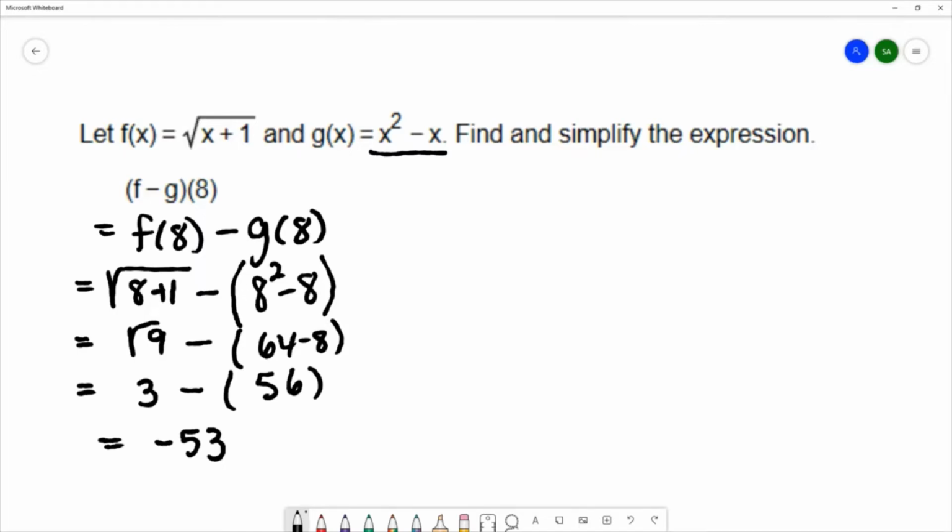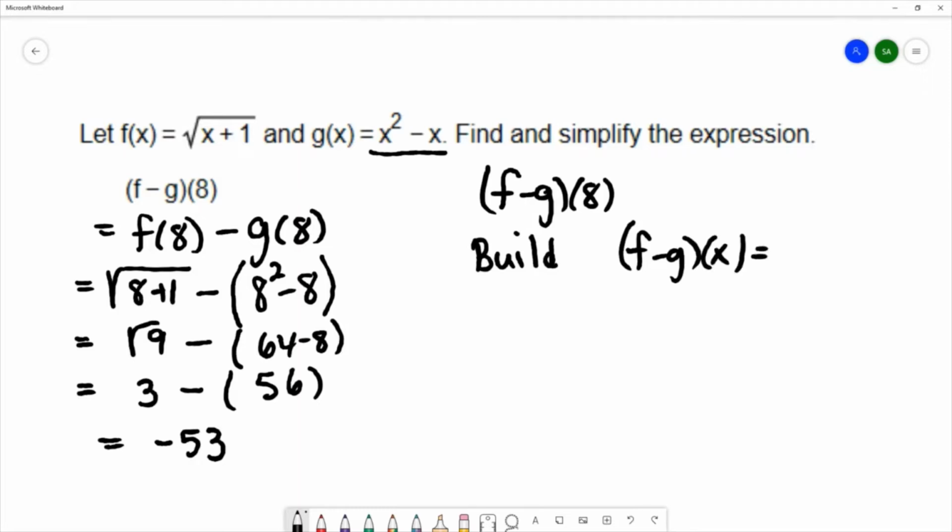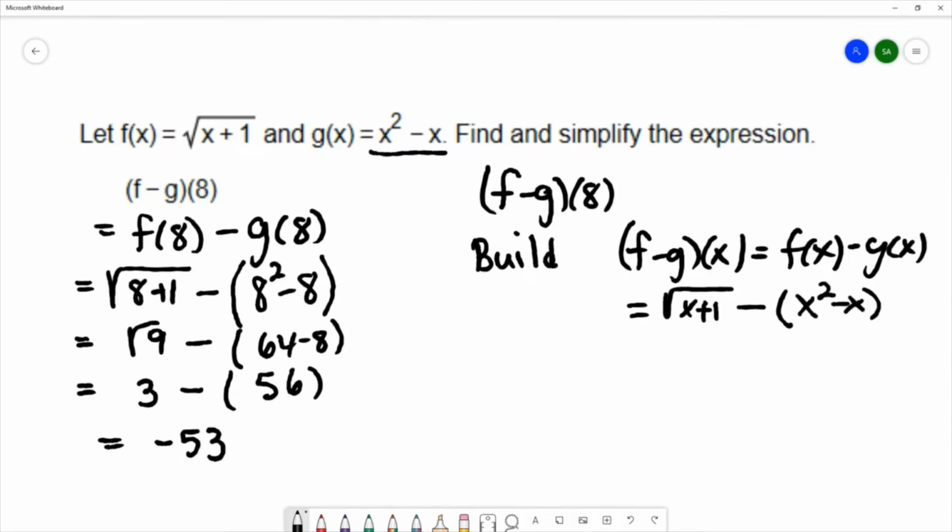Another way to find it, if you have f minus g of 8, you would first build the function f minus g of x. That function is f of x minus g of x. That's square root of x plus 1 minus the whole function g of x, x squared minus x. That's square root of x plus 1 minus x squared plus x. And so we've found the function f minus g, and then you would evaluate by substituting 8 into that function.